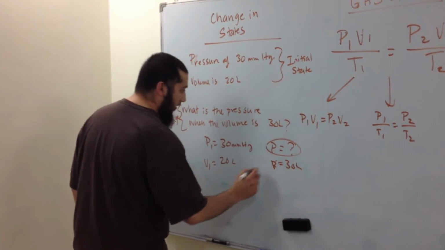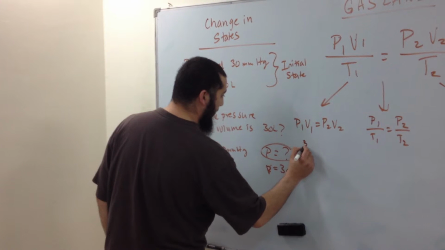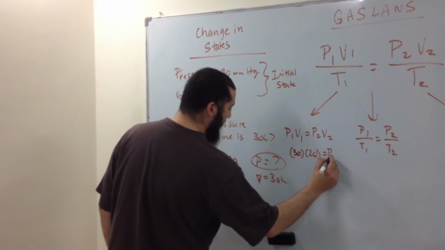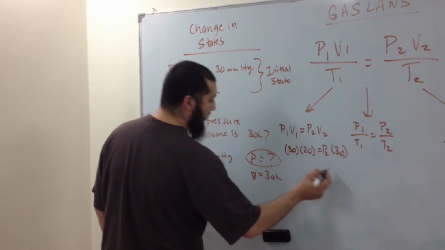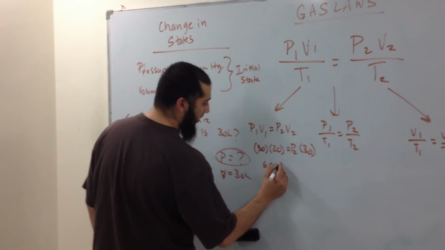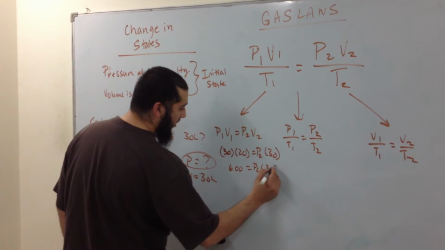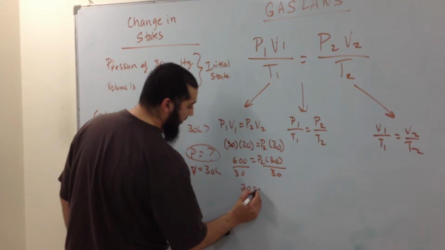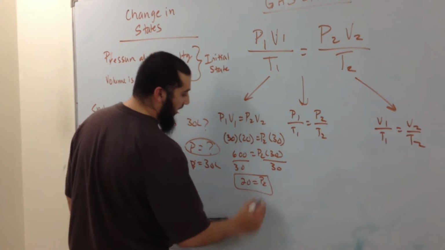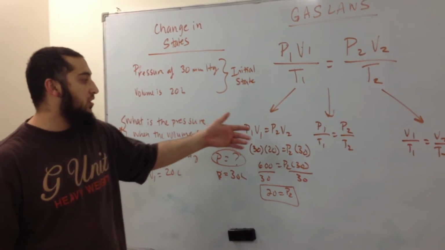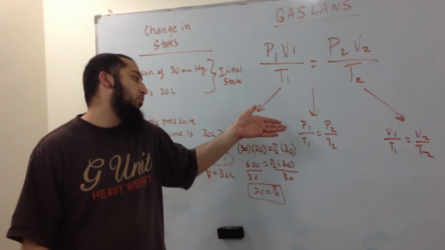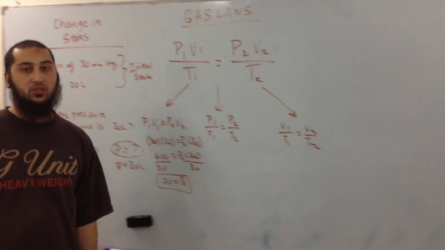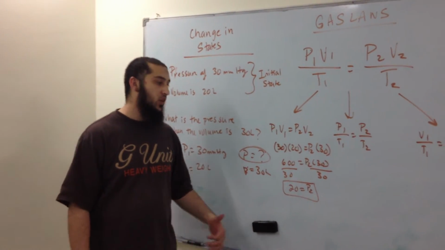So this is going to be P1 V1, so 30 times 20 equals P2 times 30. This is going to be 600 equals P2 times 30. We're going to divide by 30, and so our new pressure is 20. They're going to give you variations. In other situations, they'll say the pressure is something and the temperature is something, and then there's a change. The same thing goes for volume and temperature. So this is an easy way to do it. Hopefully you found this helpful.